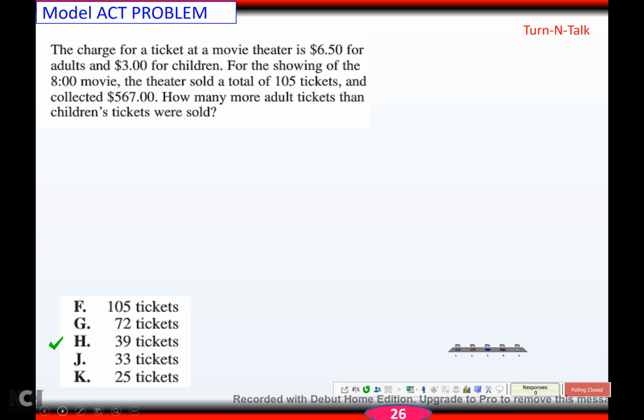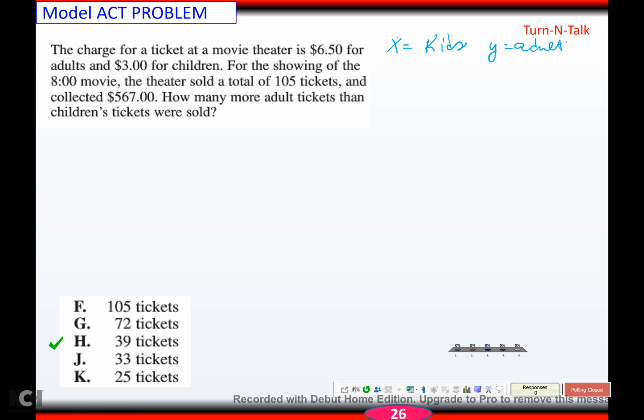All right, the charge for a ticket at a movie theater is $6.50 for adults and $3 for children. For the showing of the 8 o'clock movie, the theater sold a total of 105 tickets and collected $567. How many more adult tickets than children tickets were sold? This is going to be a system of equations. They're talking about two different kinds of tickets, adult and children. So I'm going to let X be the kid's ticket and Y be the adult ticket.